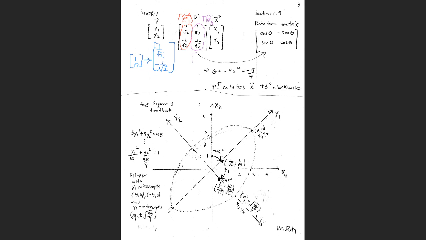So (1, 0) gets mapped under the transformation, I'll put a T here, to the vector 1 over root 2, negative 1 over root 2. And (0, 1) under the transformation would get mapped to that second vector, which would be just 1 over root 2 and 1 over root 2.